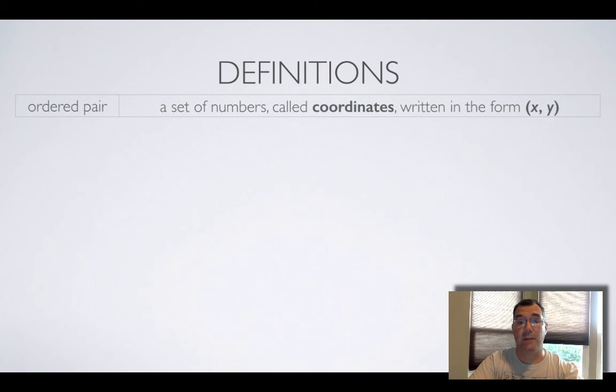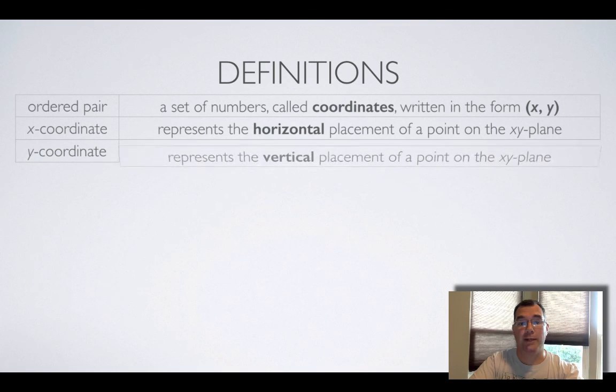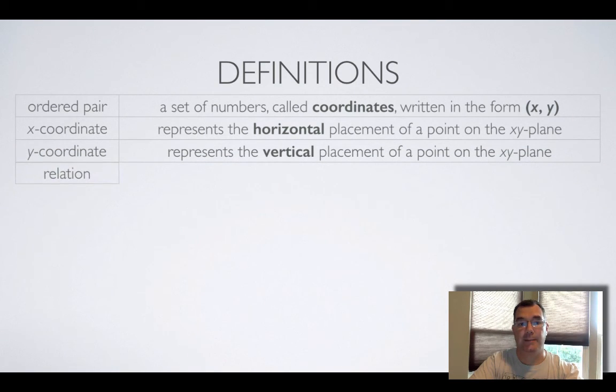That is a set of numbers called coordinates, and they're in the form x comma y inside parentheses. The x-coordinate is going to be the first number in that ordered pair, and it's going to represent the horizontal placement of a point on the xy plane. The y-coordinate is going to be the vertical placement of that same point.